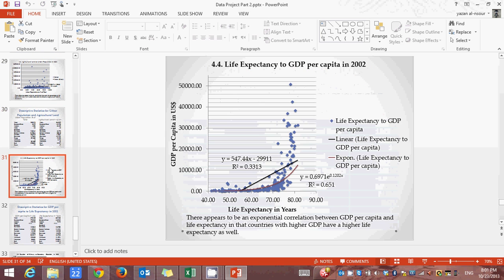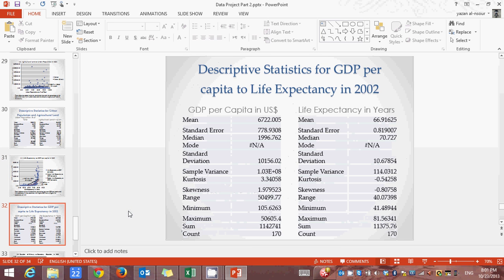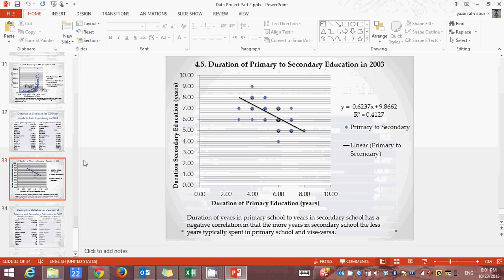Descriptive statistic. Then number 4, the life expectancy to GDP per capita in 2002. Now, in this graph, I included both the curve and the line, the equation, the R square. Look over here, for the curve we have a really nice R square, it's 0.65. There appears to be an exponential correlation between GDP per capita and life expectancy. Like if you're wealthier, you probably have a longer life according to this graph. So this is a nice comment. And last thing is the descriptive statistic for that.